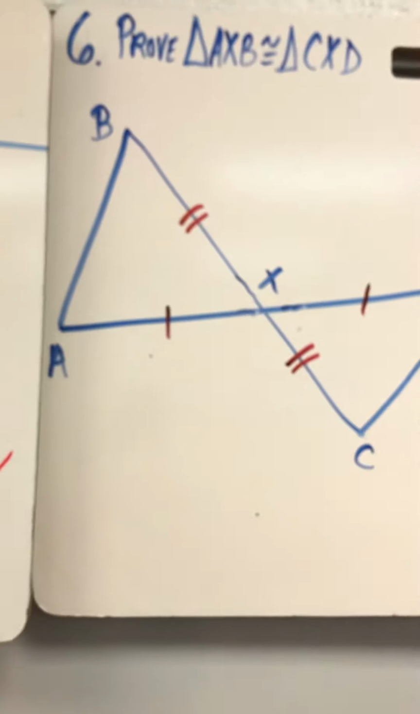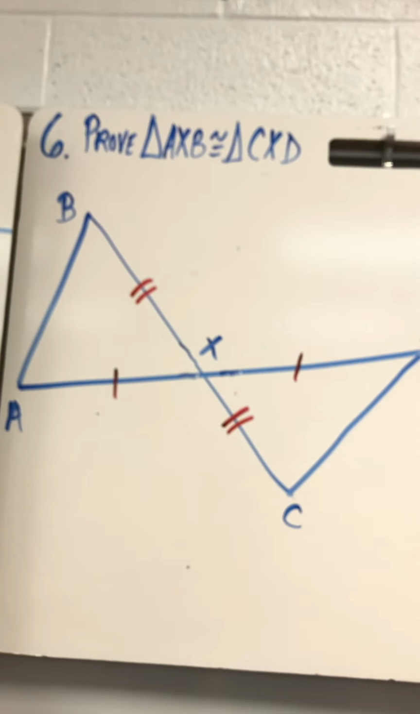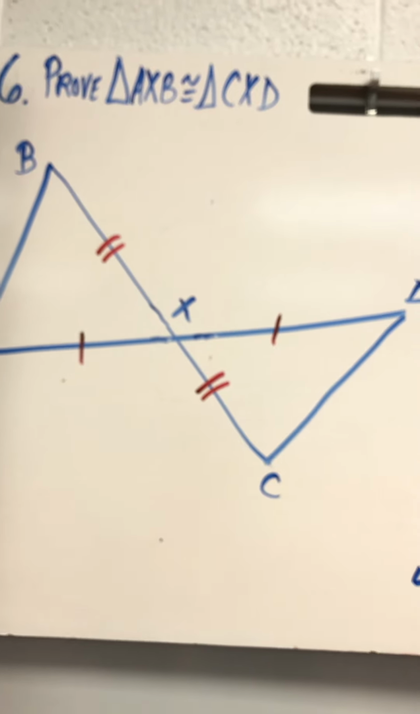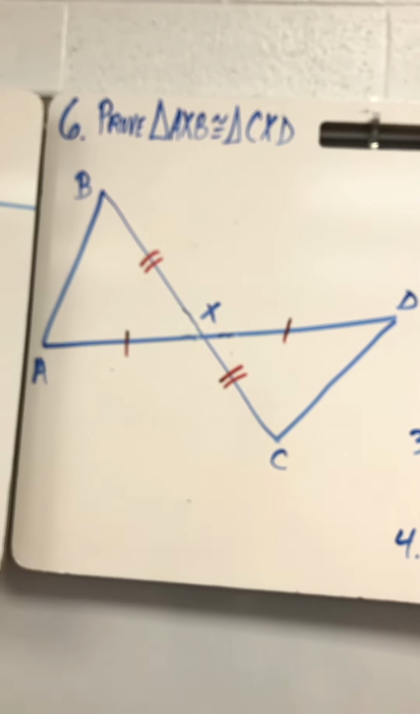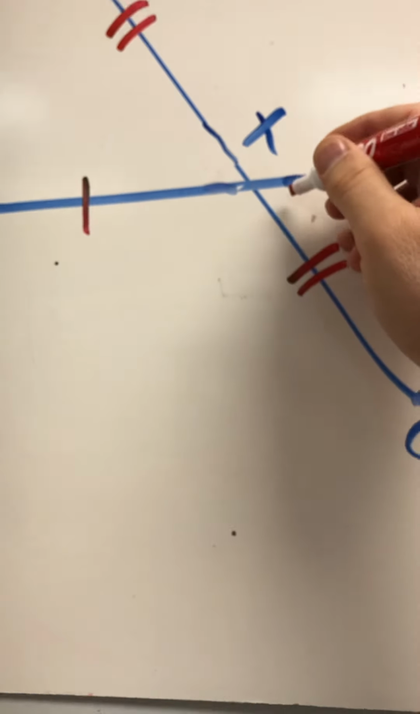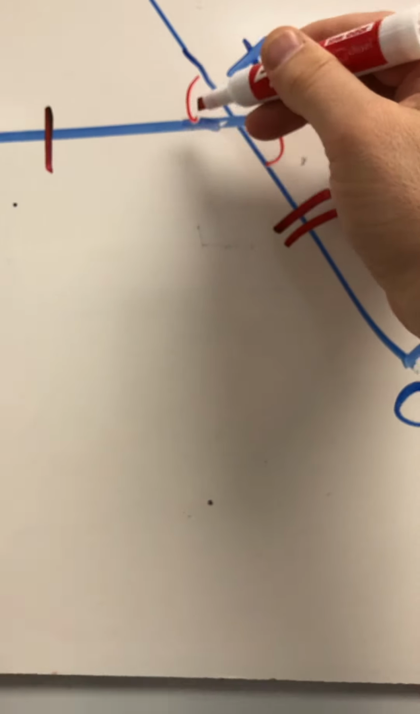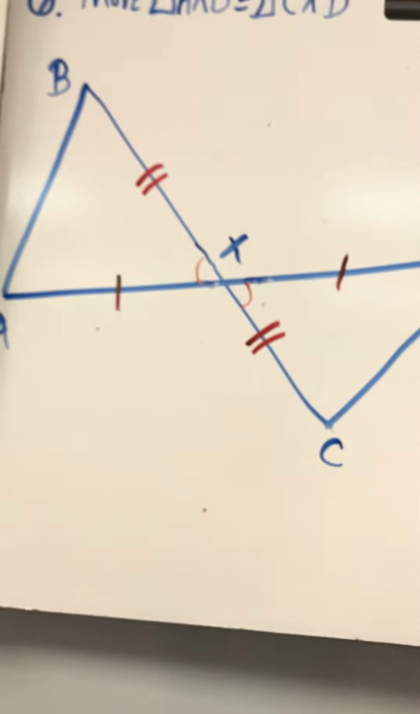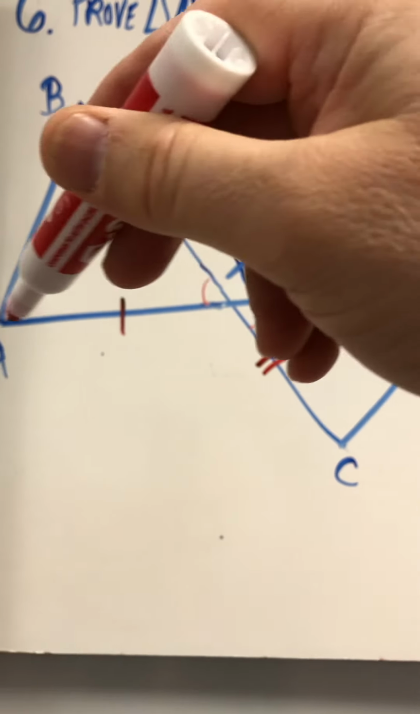All right. And over here, I'm going to say that AX is congruent to DX. That's given. And then I'm going to say BX is congruent to CX. That's given. And I'm going to say CXD is congruent to BXA. That's vertical angles. And then I'm going to say the two triangles are congruent by side, angle, side.